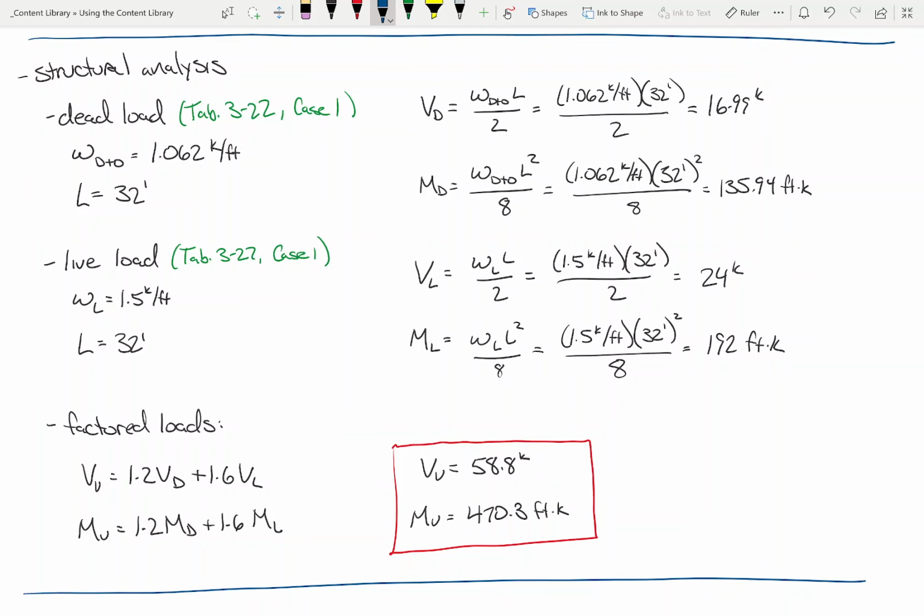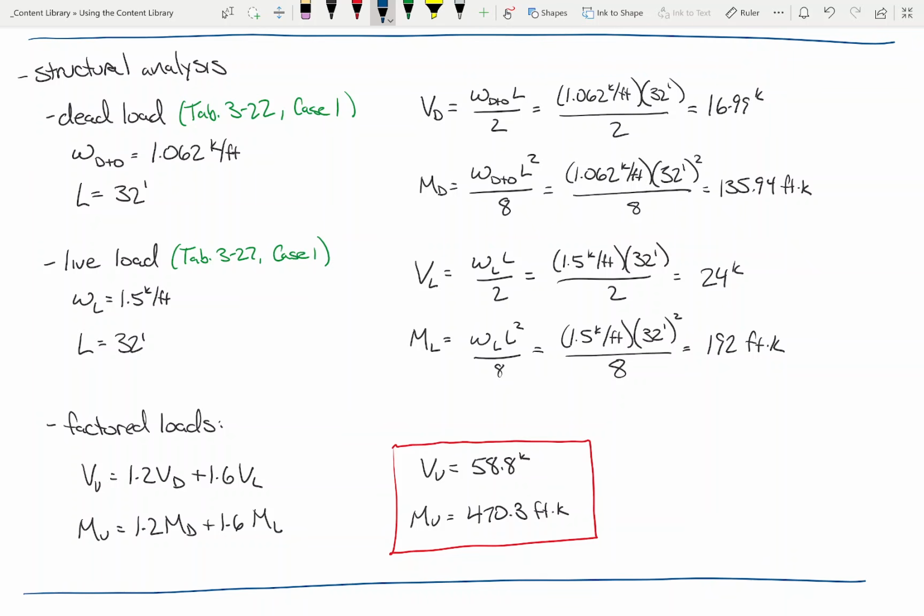Some of you are probably thinking, well, wait a minute, Dr. Mike, couldn't we have been lazier by, instead of calculating a moment for dead load and a moment for live load and then factoring them, couldn't we have just factored the W's and then done WL squared over 8 to get this answer? And what I would say is that for this problem, that would have worked. But for a multitude of other problems, it won't. And that's why I want you to develop this habit.